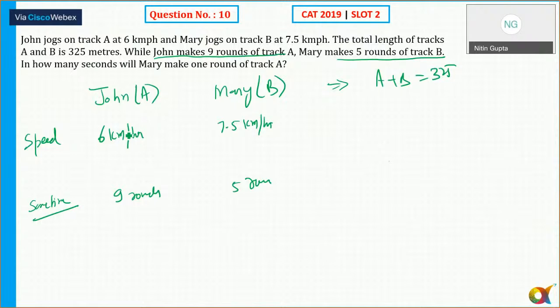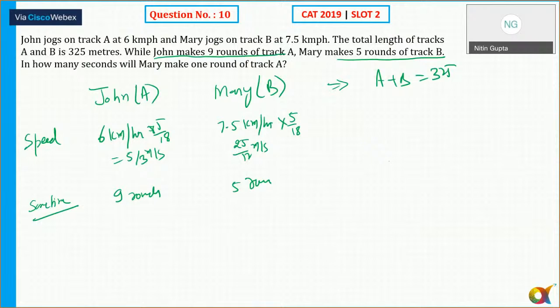John's speed is 6 kilometers per hour. Convert this by multiplying by 5 by 18, because I need to find the answer in terms of seconds. So 6 into 5 by 18, that means the speed of John is equal to 5 by 3 meters per second. Mary's speed is 7.5 into 5 by 18, which comes out to be 25 by 12 meters per second. So we know the speed of John as well as Mary.